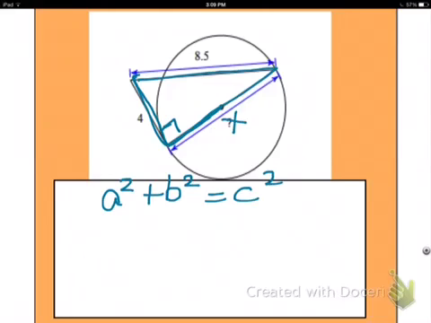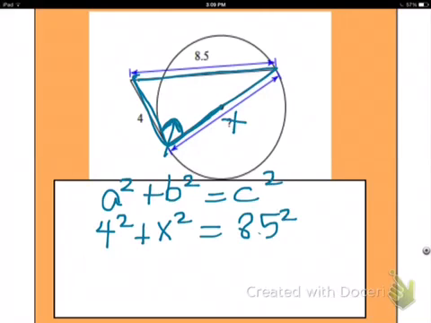I know one leg is 4. The other leg is x. And my hypotenuse must be 8.5 because my arrow is pointing to it. So that would be 8.5 squared. To work this out, I need to do my exponents. So 4 squared is 4 times 4. That's 16, plus x squared. Get the calculator out. 8.5 squared is 72.25.